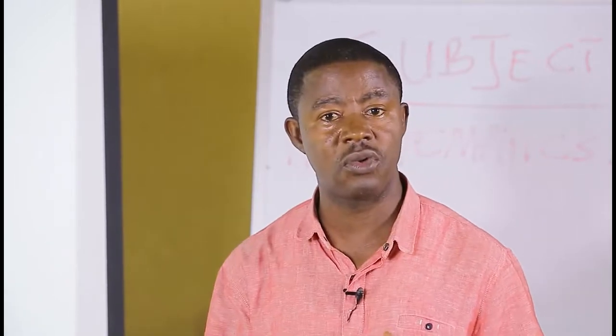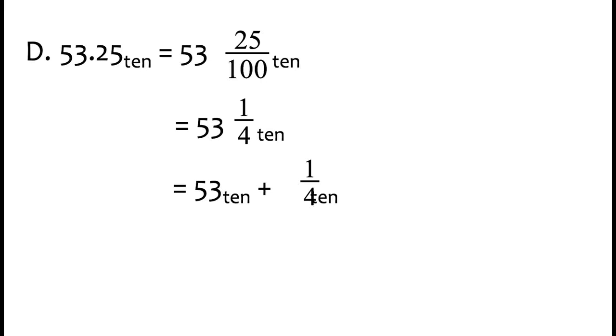In this case, we have 2 digits after the decimal, so we have 53 whole number, 25 divided by 100. By simplification, 25 in 25 is 1, while 25 in 100 is 4. So the fraction becomes 53 whole number, 1 over 4 in base 10. Splitting out the whole part and the fractional part, we have 53 base 10 plus 1 over 4 base 10.